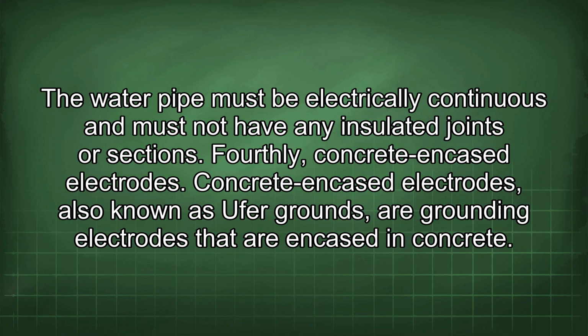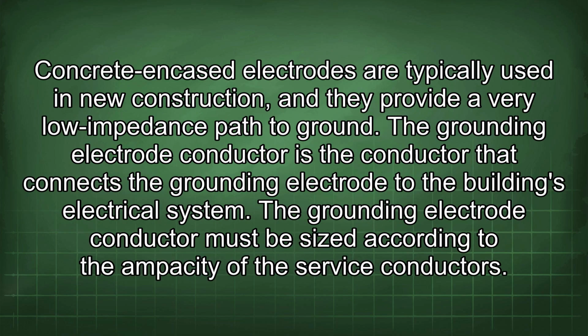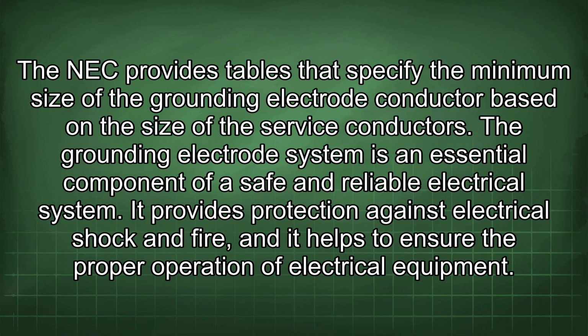Fourthly, concrete encased electrodes. Concrete encased electrodes, also known as Ufer grounds, are grounding electrodes that are encased in concrete. Concrete encased electrodes are typically used in new construction, and they provide a very low impedance path to ground. The grounding electrode conductor is the conductor that connects the grounding electrode to the building's electrical system. The grounding electrode conductor must be sized according to the ampacity of the service conductors.